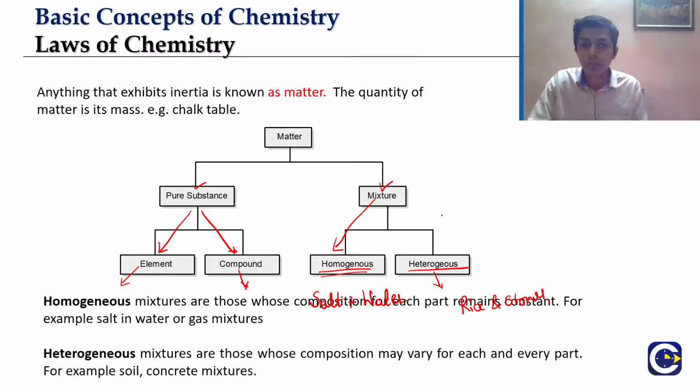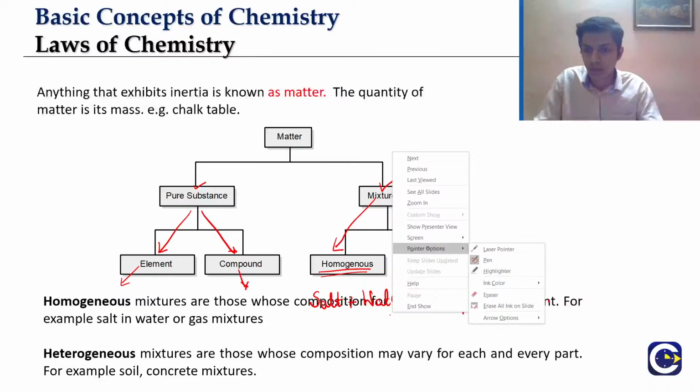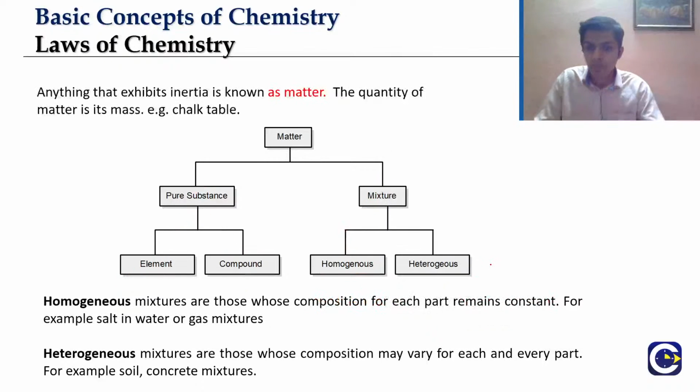Now homogeneous mixtures are those whose composition for each part remains constant. For example, salt in water or gas mixtures. Heterogeneous mixtures are those whose composition may vary for each and every part. For example, rice above may be having no stone, whereas below it may be filled with stones. So that means it is an example for a heterogeneous mixture.